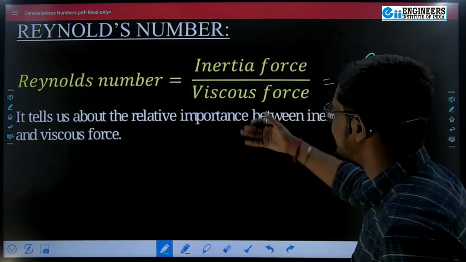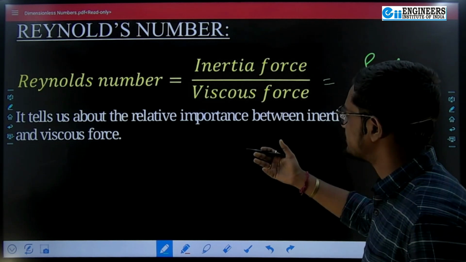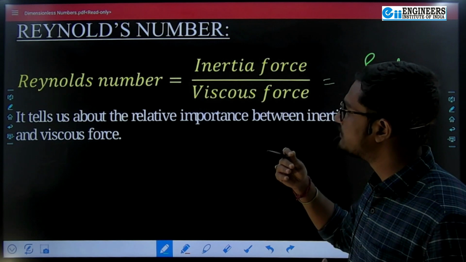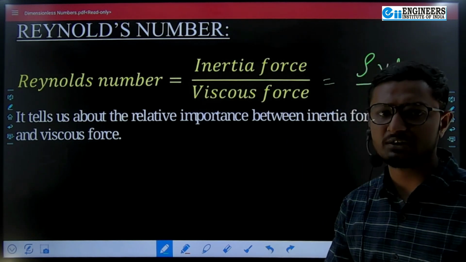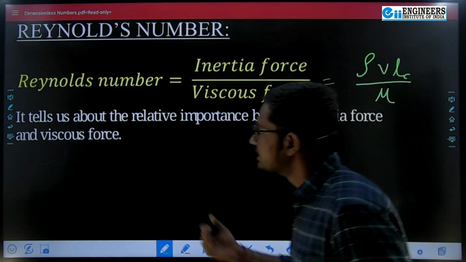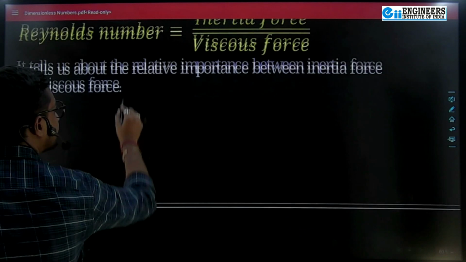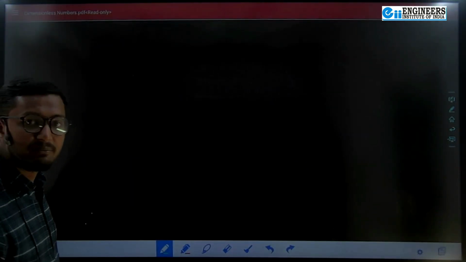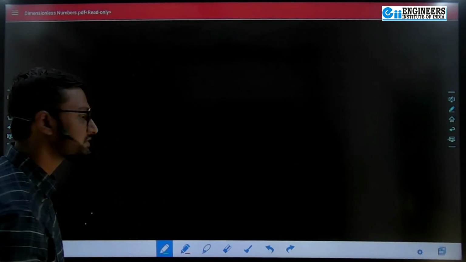It tells us about the relative importance between the inertia force and the viscous force. Suppose a flow is happening through a pipe, by the virtue of the Reynolds number of the flow we can determine whether the flow is laminar or turbulent. So let us see how to derive our Reynolds number. By basic definition, Reynolds number is inertia force divided by the viscous force.